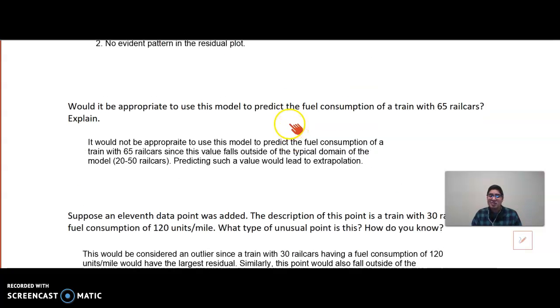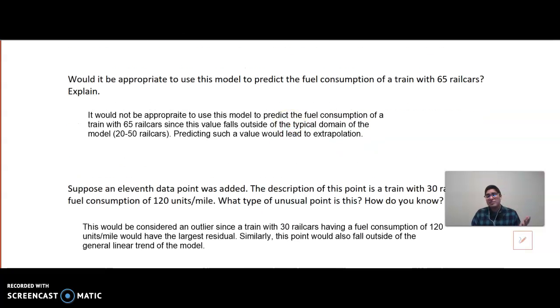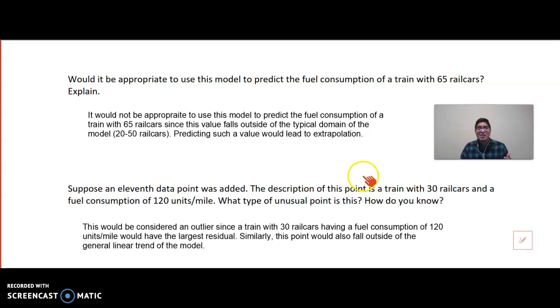I don't know if the conditions are the same, or if there's more change or variation. So it would not be appropriate to use this model to predict the fuel consumption of a train with 65 rail cars, since this value falls outside of the typical domain of the model, again between 20 and 50 rail cars. Predicting such a value would lead to extrapolation. Remember, that's predicting outside of the constraints of our model.